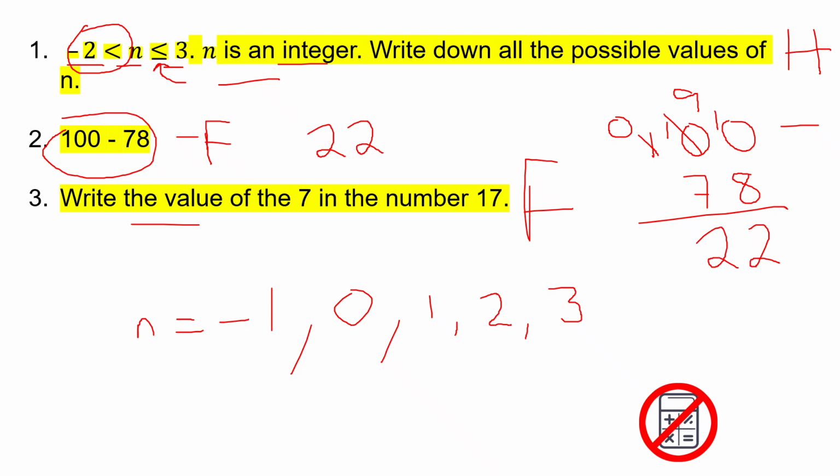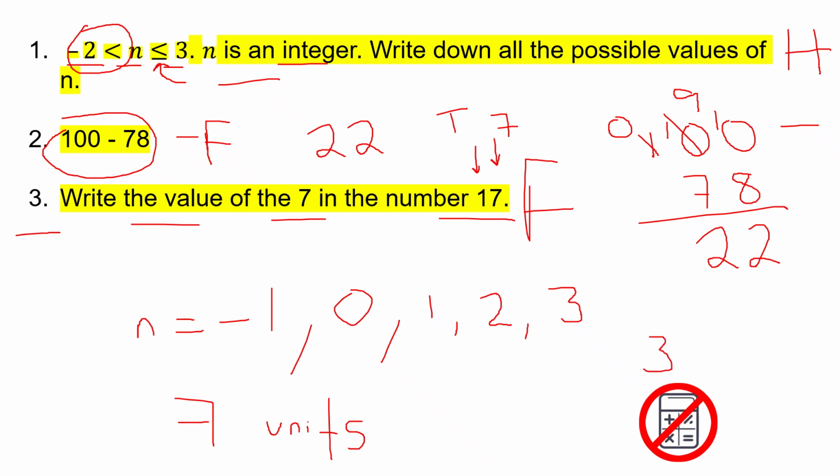Question 3: write the value of the number 7 in 17. Well, the 1 is in the tens column, and the 7 is in the units column. So the 7 represents 7 units, or 7 ones. Again, a very classic question, knowing your place values.